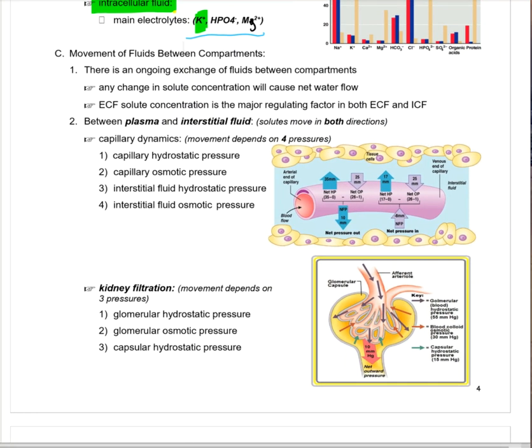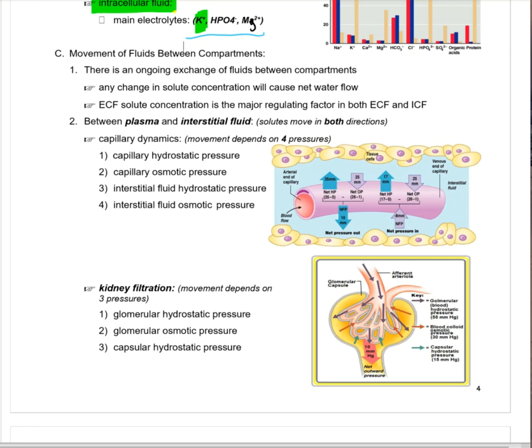And I'm going to just say some basic things here because some of this you've already done, and this is just a way to think about what you've already learned. So there's an ongoing exchange of fluids between compartments. And if there's a solute concentration somewhere that's changing, water tends to change too because water wants to dilute solutes. So if water can move, it will move from one compartment to another.